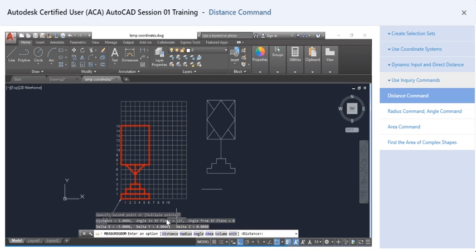The angle will depend on which order the points are picked. It also gives us the x and y distances as a delta x and delta y. The quick key for distance is di. Now see what some of the other distances are on the lamp.